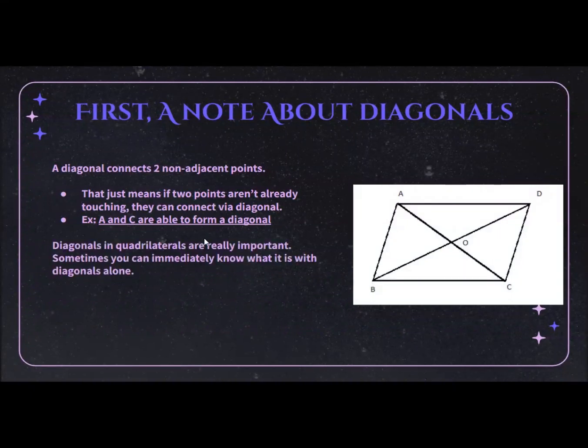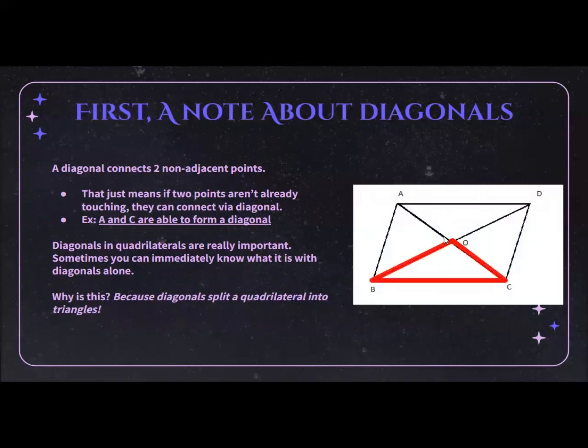Diagonals in quadrilaterals are pretty important because sometimes you can immediately tell what the shape is with the diagonals alone. Diagonals also have special properties. So why are they important? Because diagonals can split a quadrilateral into triangles. You can see here that this diagonal actually makes 4 different triangles in the shape. And we already learned about triangles, meaning we can derive many different properties. For instance, you can find the side of one of the quadrilaterals if you know the diagonals.